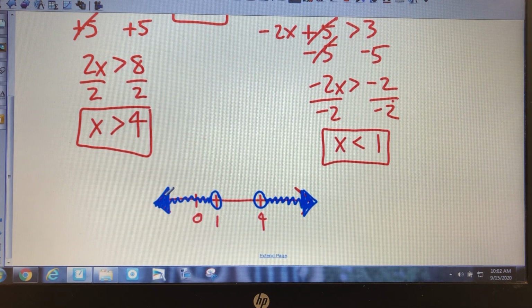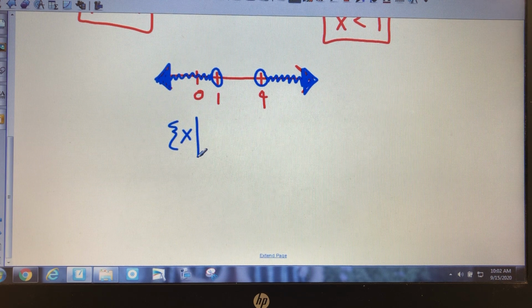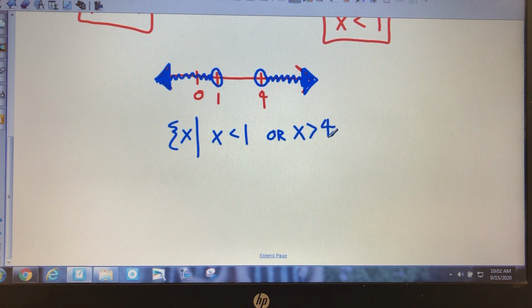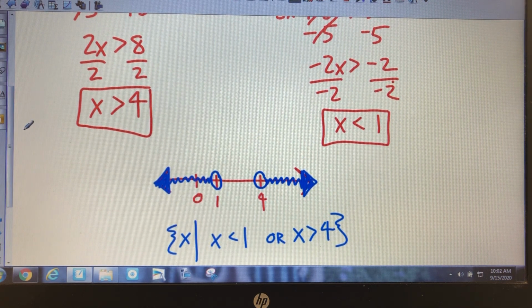Okay? So we have two parts of our solution. The answers to the right of the 4, 5, 6, 7, 8, 9 are part of the solution. The answers to the left of 1, 0, -1, -2 are part of the solution. Now we're going to write all that together in set builder notation. So x such that x is less than 1 or x is greater than 4. Okay? So that's how you put everything together. Set up your two parts, solve in each case, and then combine your answer. So it's either this or that. So that's how you use the keyword "or."